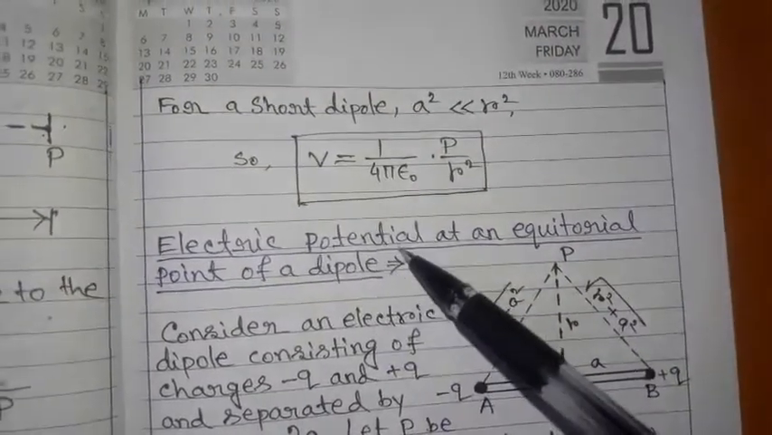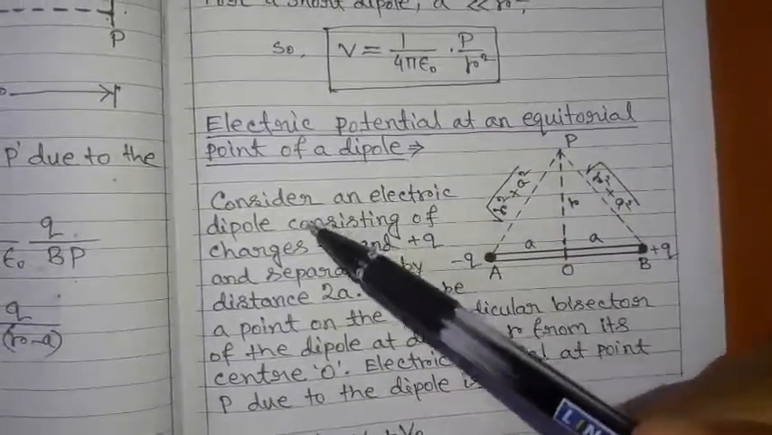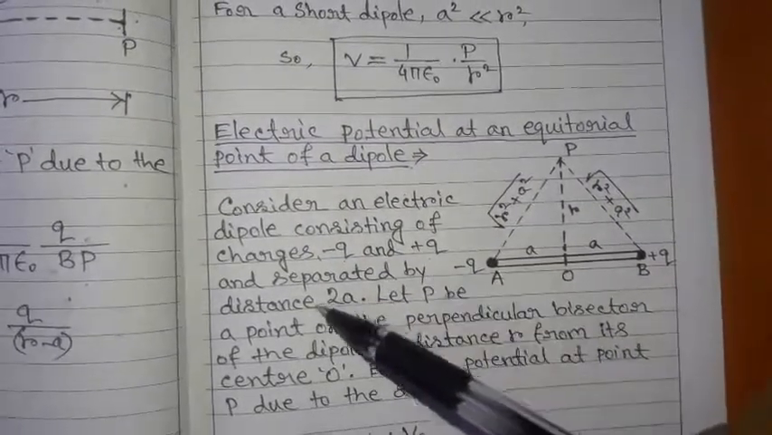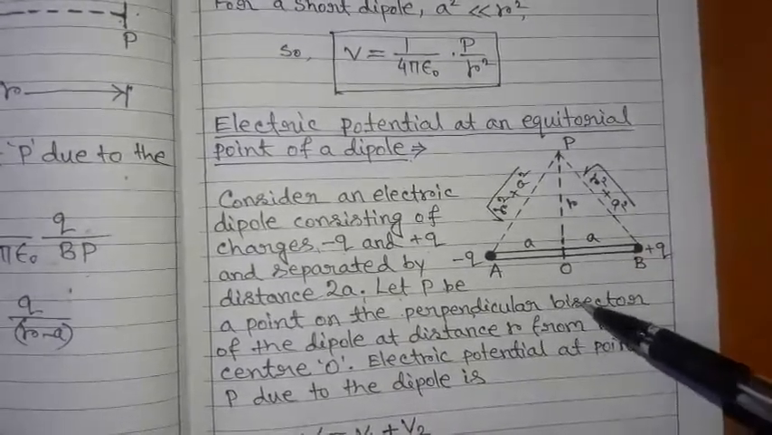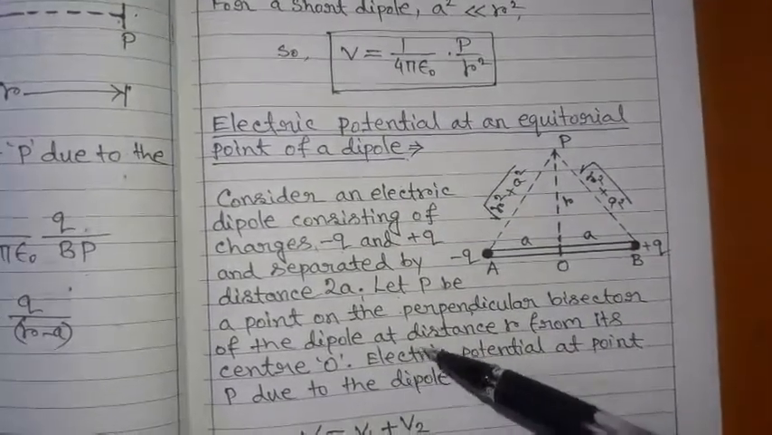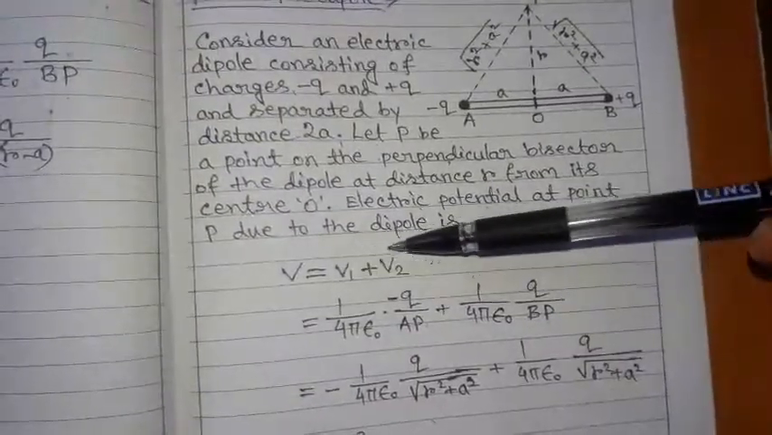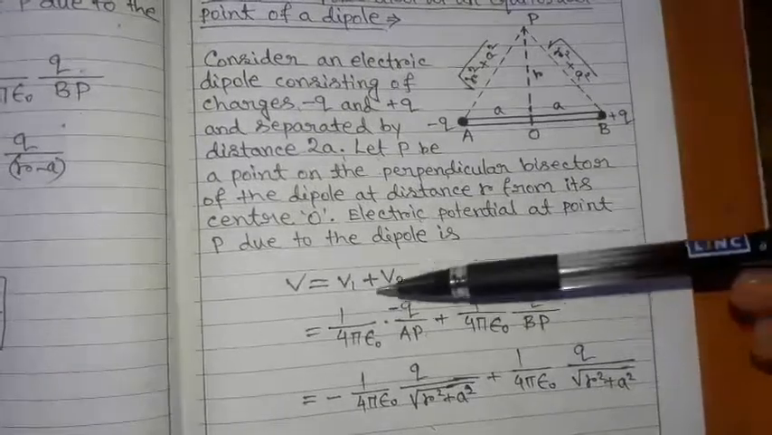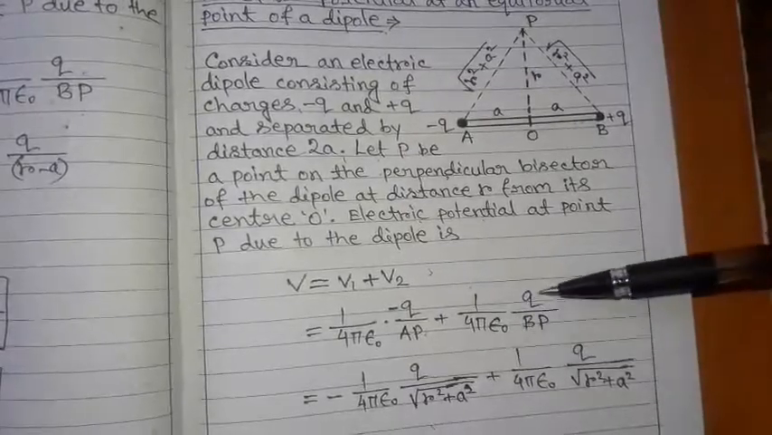Now, electric potential at an equatorial point of a dipole. Consider an electric dipole consisting of charges minus q and plus q separated by a distance 2a. Let P be a point on the perpendicular bisector of the dipole at a distance r from its center O. Electric potential at point P due to the dipole is V equal to V1 plus V2. V1 is for the negative charge and V2 is for the positive charge. V1 equal to 1 by 4 pi epsilon 0 minus q by AP, and V2 equal to 1 by 4 pi epsilon 0 q by BP.